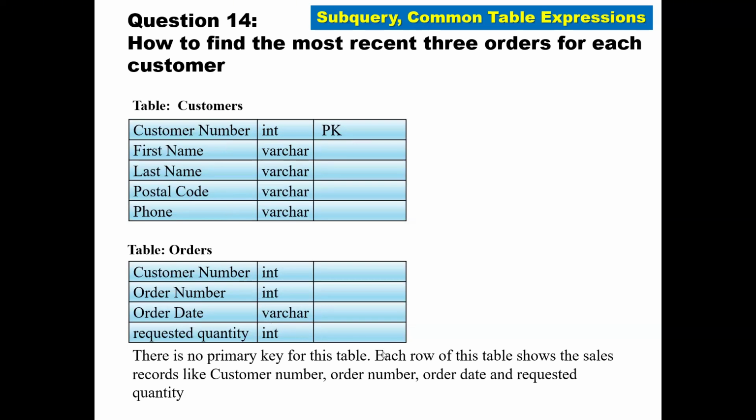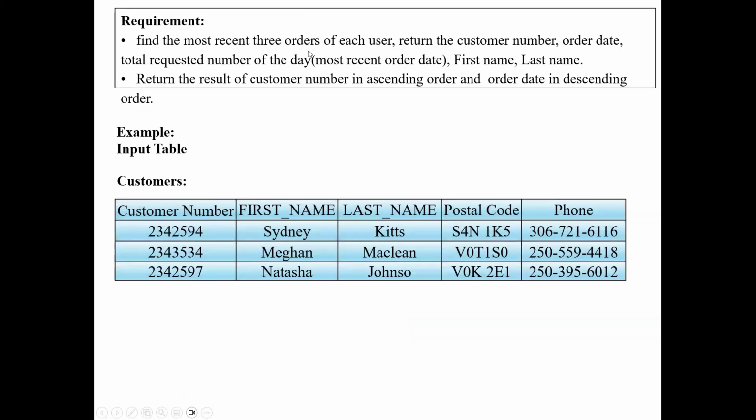There is no primary key in the orders table, and a single customer may have multiple records for the same order, for example, multiple line items or products within the same order number on the same date. Our goal is to find the 3 most recent order dates for each customer. For each of those dates, return customer number, order date, total requested quantity for that date, first name and last name of the customer. The final result should be sorted by customer number in ascending order and order date in descending order.